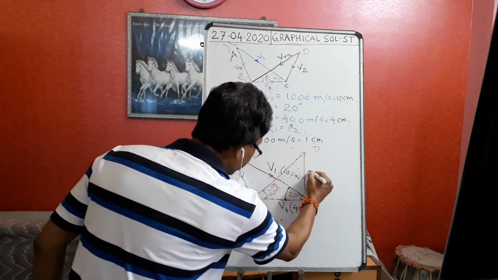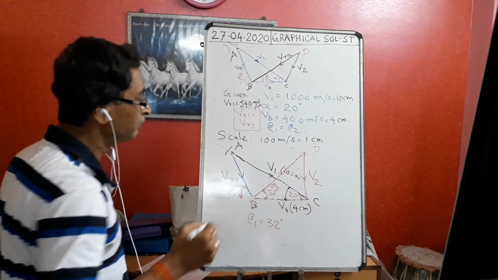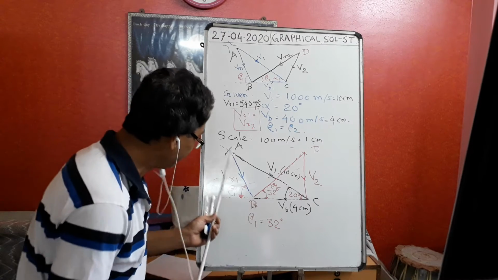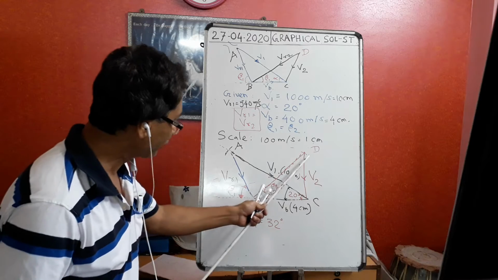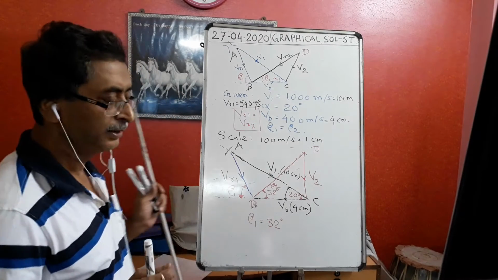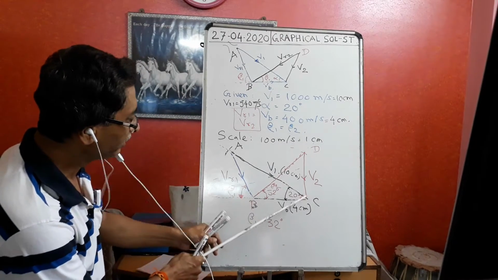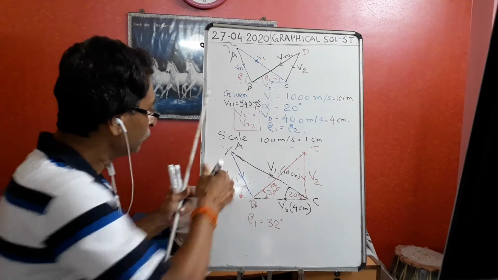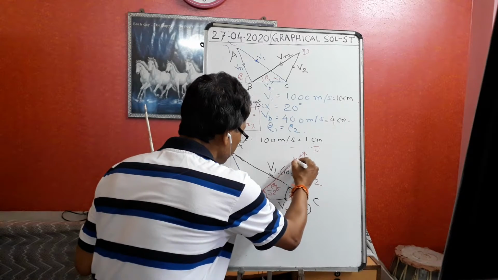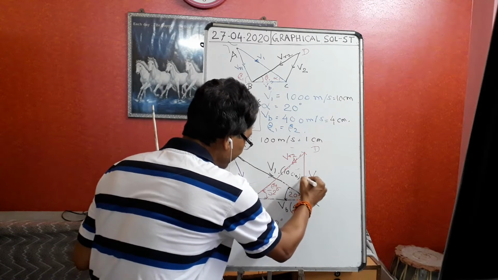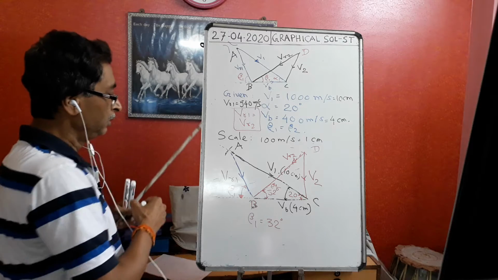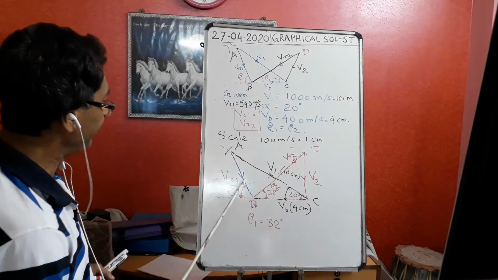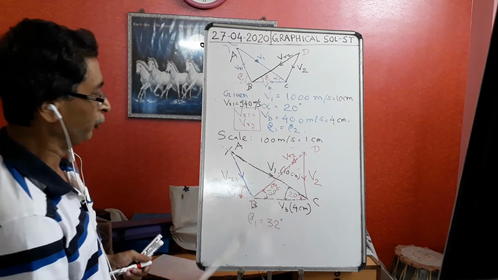Then what will DC be? DC will become V2. So graphically I have drawn the inlet velocity triangle as well as the outlet velocity triangle. This is V1, this is VR1, this is VR2, and this will be V2. So I have completed the inlet velocity triangle and the outlet velocity triangle.